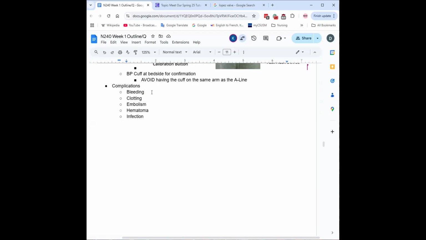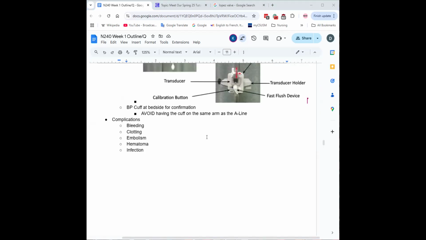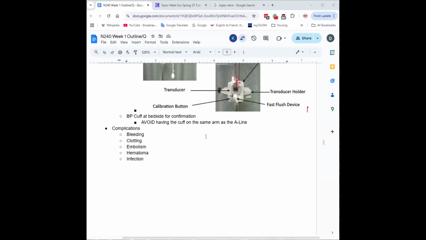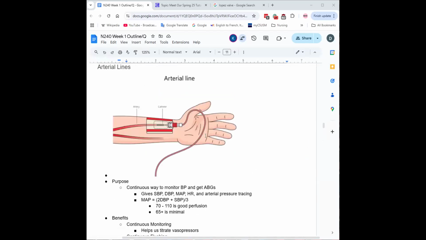The A line will have a continuous flush going through it to make sure that it maintains patency. That's why you have that pressure bag up there, so it's pushing onto a solution. When I did it at PIH, it was just normal saline, but I do know you can also have heparin in it as well. And that'll be pushing through to flush it. Cool.